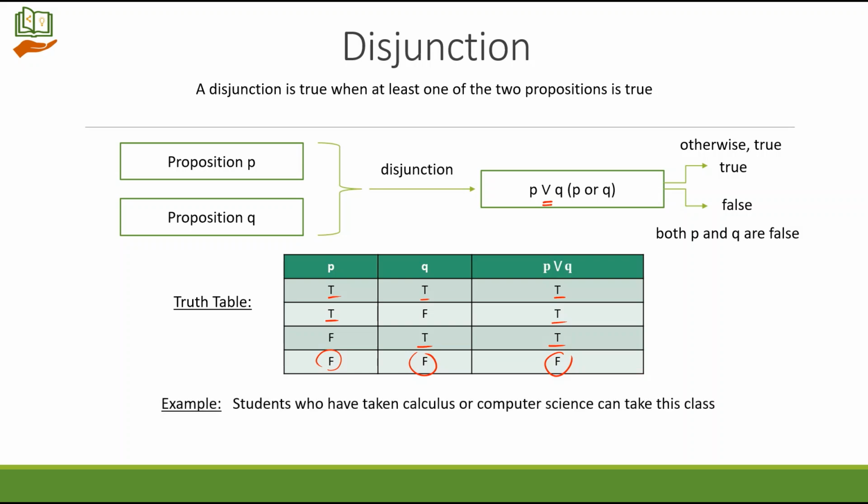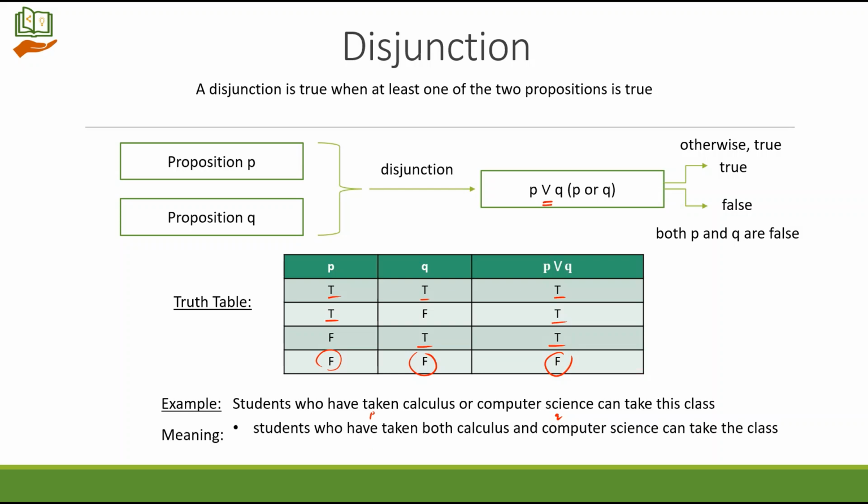Let's take an example. Students who have taken calculus or computer science can take this class. So just split the proposition. Students who have taken calculus can take this class will be P. Students who have taken computer science can take this class will be Q. When you merge them together, it will be students who have taken calculus or computer science can take this class. So this is how we will be combining.